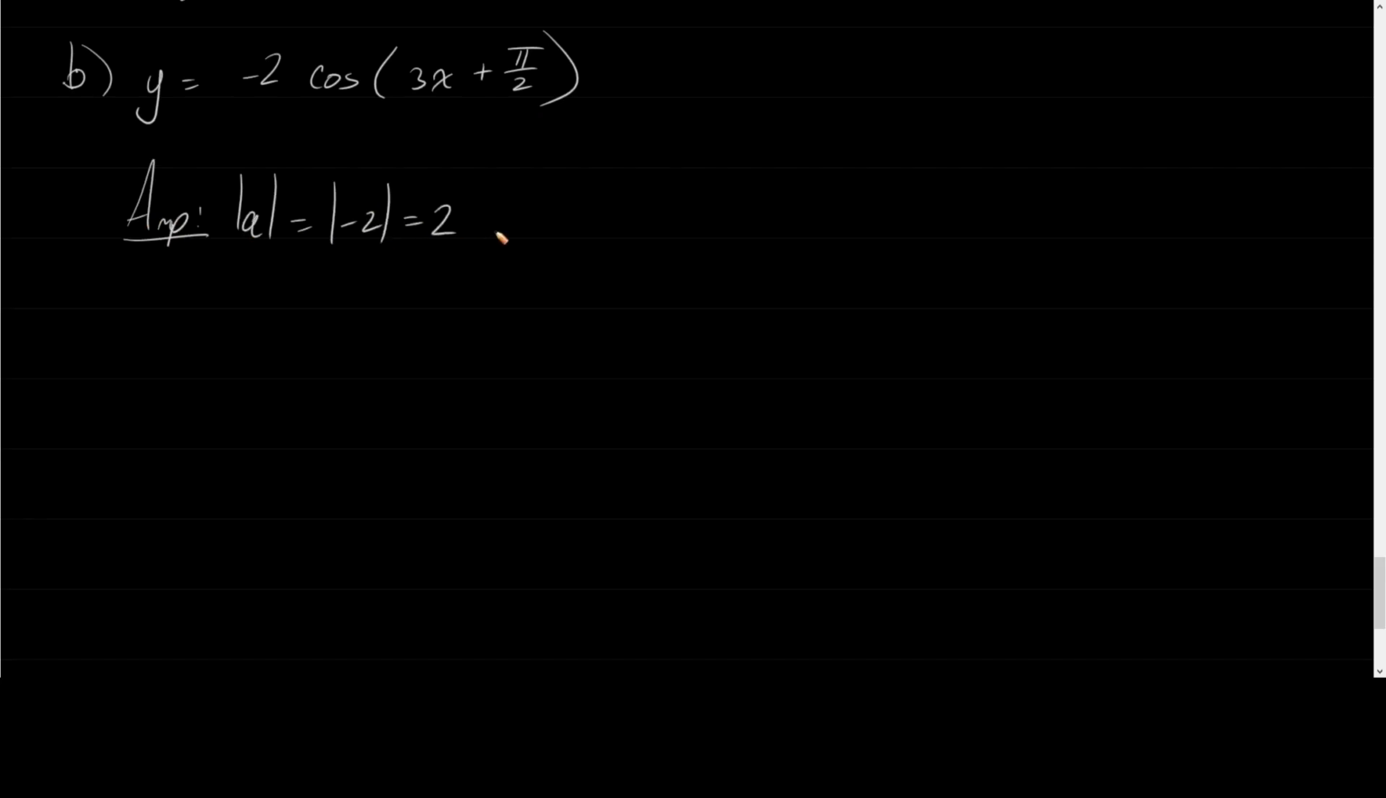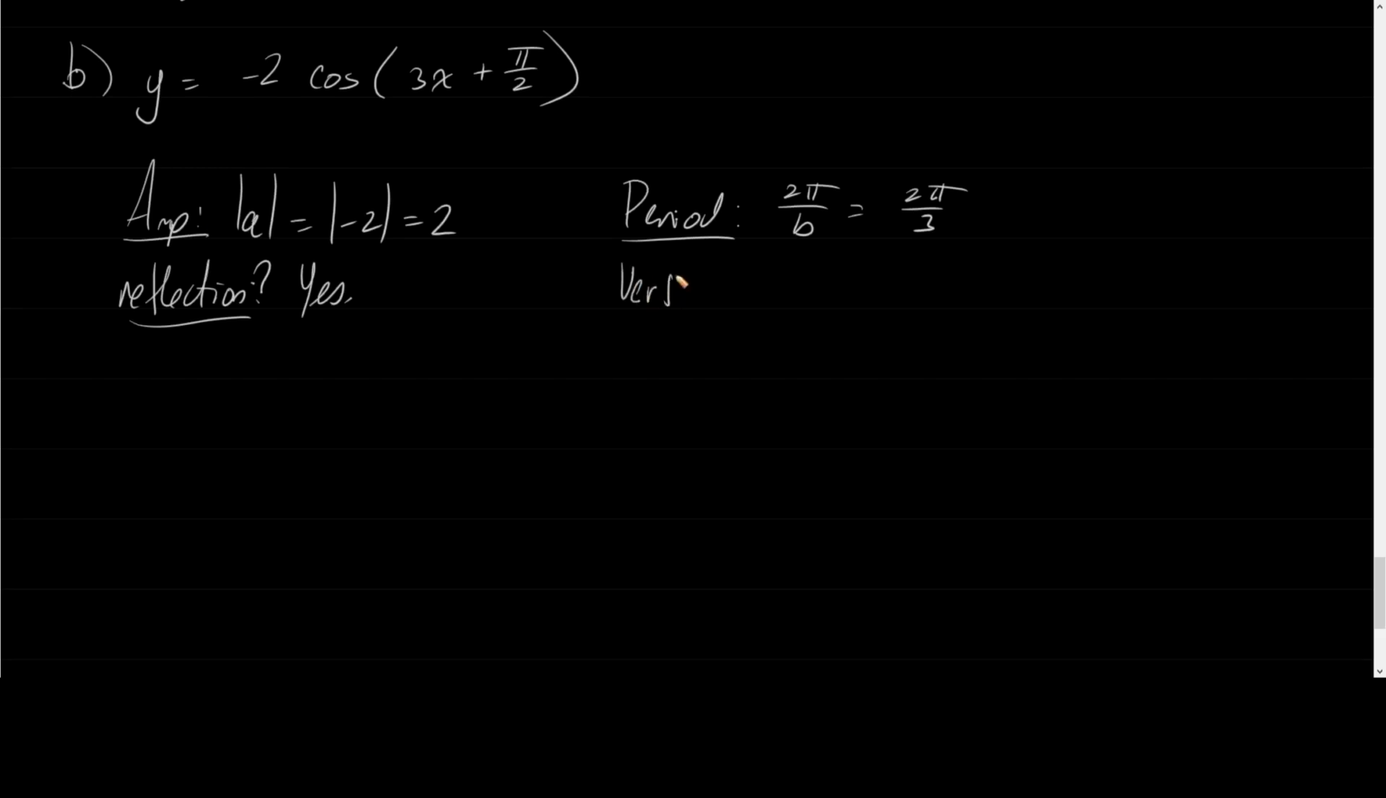All right, let's find the period. The period is 2 pi over b. In this case, it's 2 pi over 3, right? Because b is 3. After the period, is there a reflection? The answer is yes, because of that negative value. So it's a reflection over the x-axis. Is there a vertical shift? The answer is no, because we have a plus 0 at the end there, right? So we know we're going to be right on the x-axis.